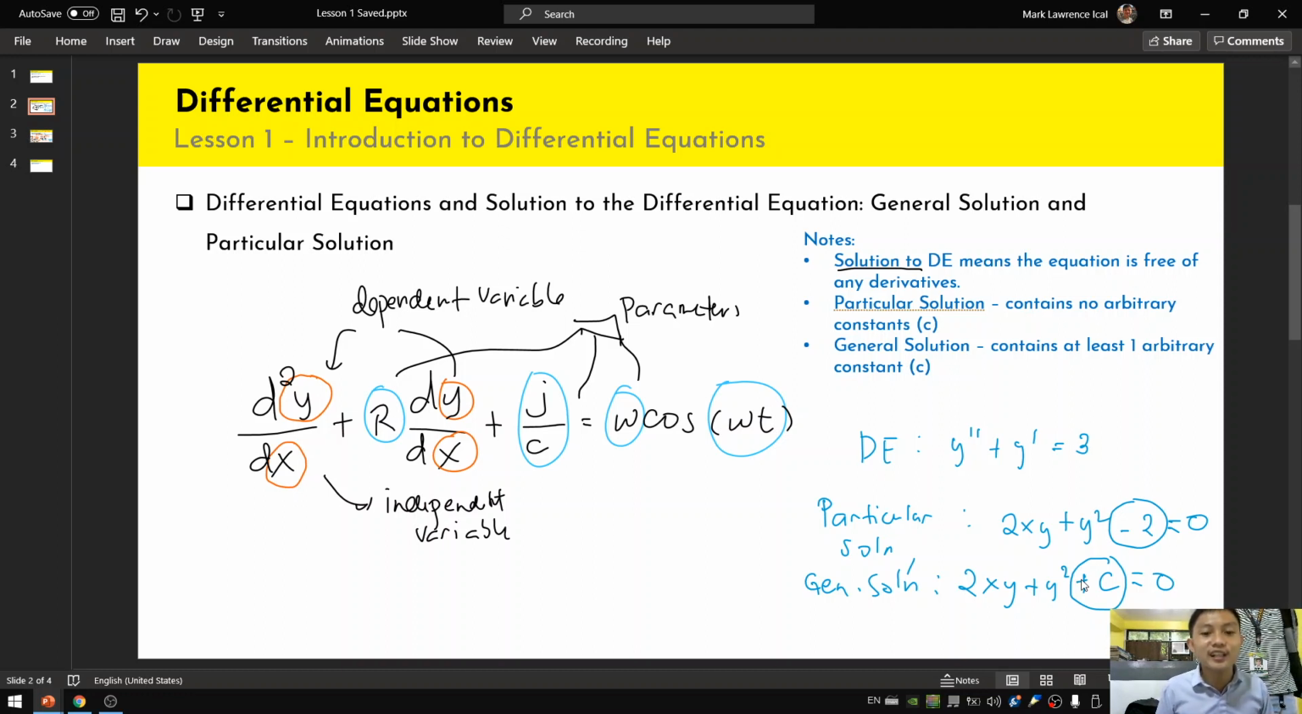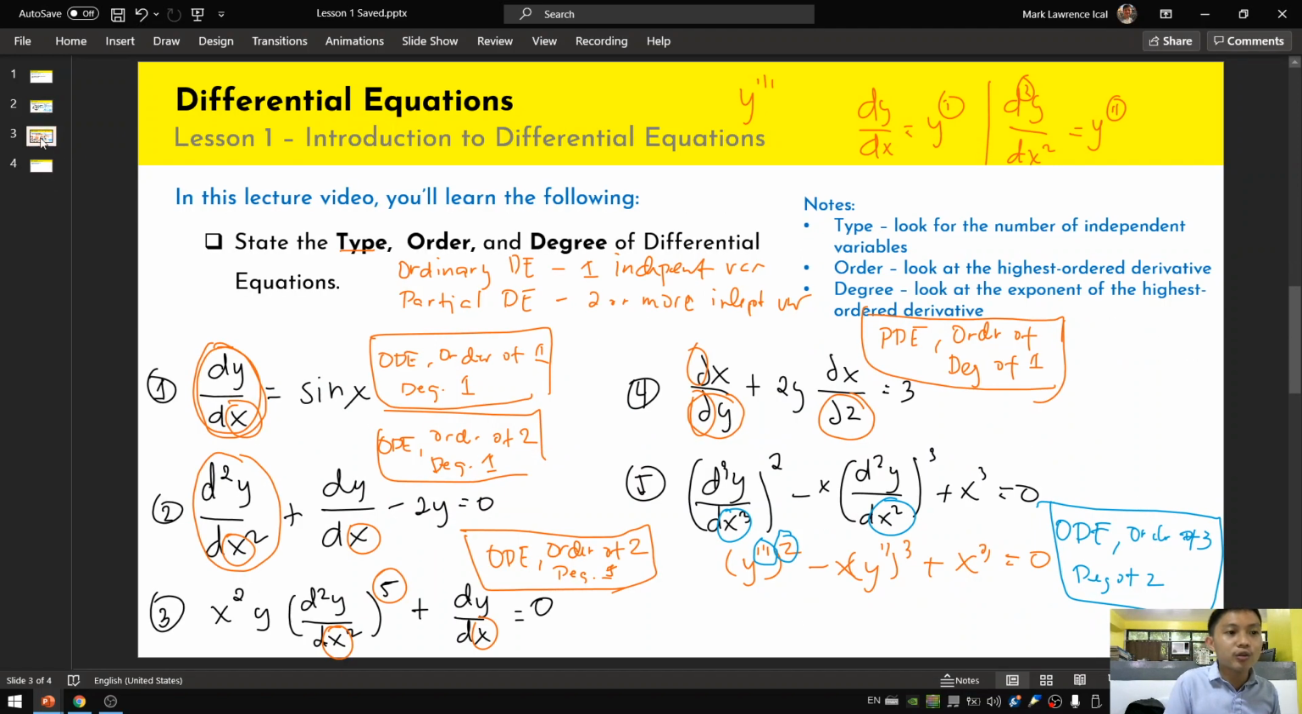Kaya nga sinabing, kaya meron tayong particular eh. When we say particular, it means that we already know the value of c. As for the general solution, it is basically a formula. You don't know the value of c. So that's the difference. Okay, so you already know that one, and how to spot the type of DE, how to get the order of the DE and the degree of the DE.